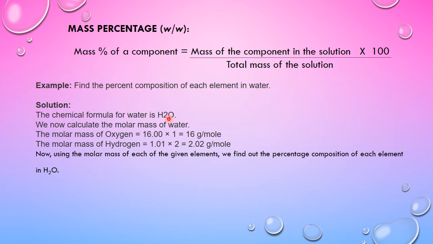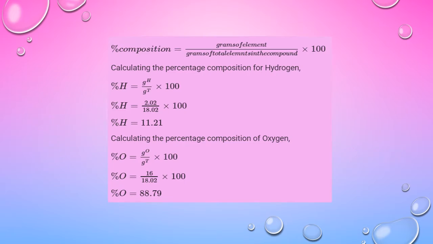Right. So how many atoms do we have over here? 2 hydrogen atoms and 1 oxygen atom. So 16 into 1 gives 16, 1.01 into 2. So the total mass, the molar mass of water, is 18 grams per mole. Now, after calculating the total mass of water, we will be calculating the individual percentage of hydrogen and oxygen present in 18 gram per mole water.